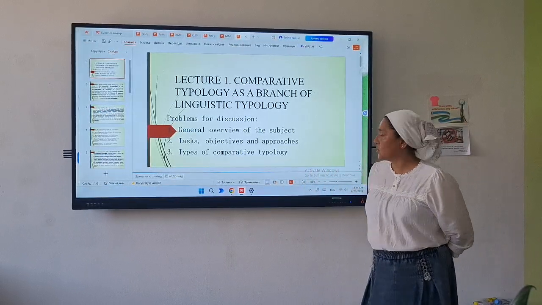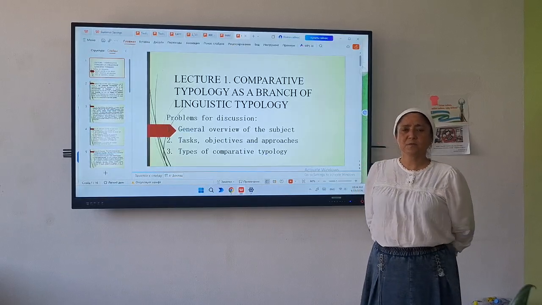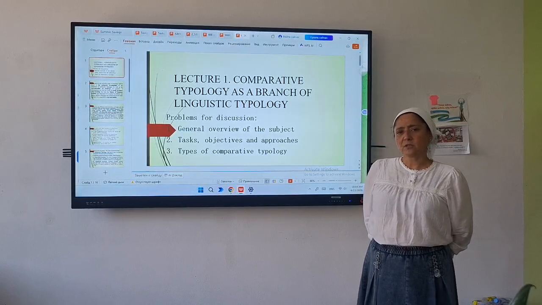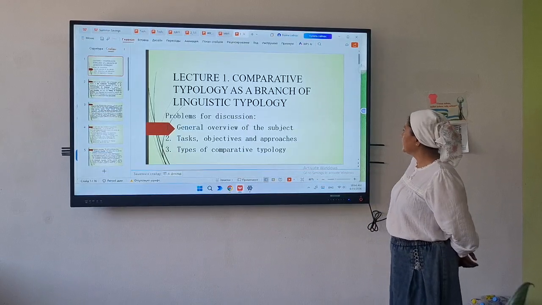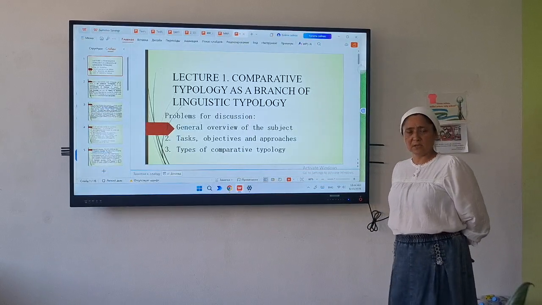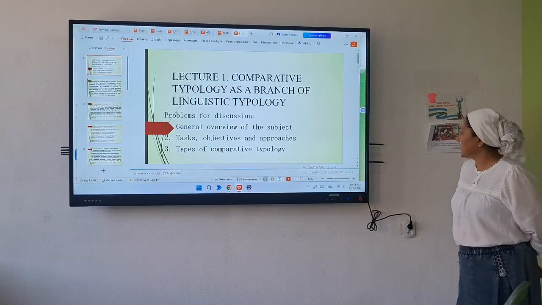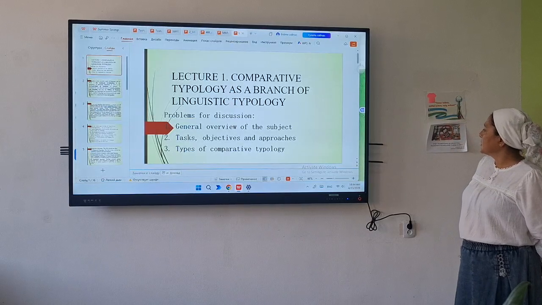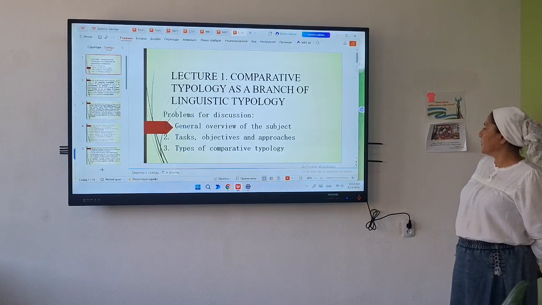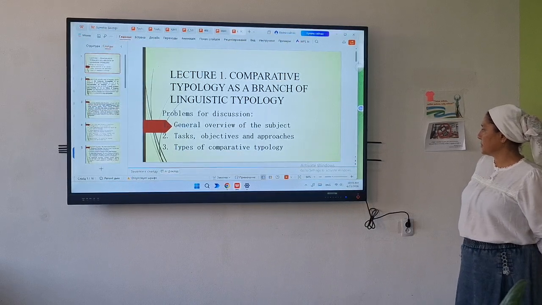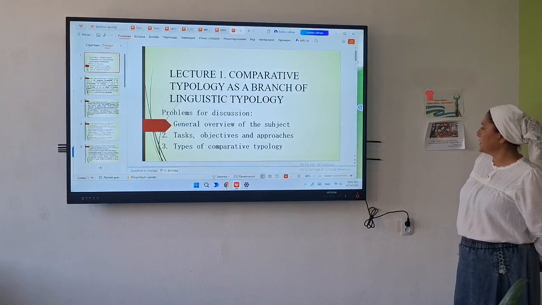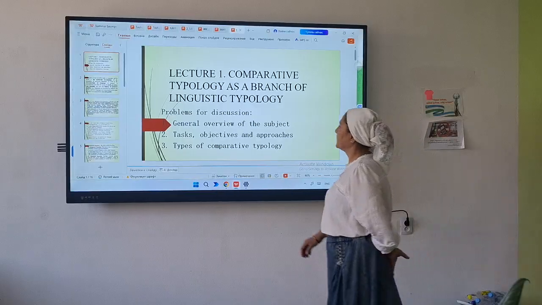So today we are going to talk about comparative typology of English, Russian and Uzbek languages, and the first lecture is about comparative typology as a branch of linguistic typology. So today's plan: the first question is about a general overview of the subject. The second one is about tasks, objectives, and approaches. And the last one is types of comparative typology.